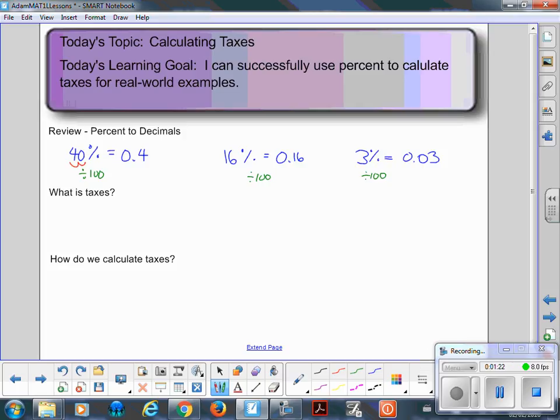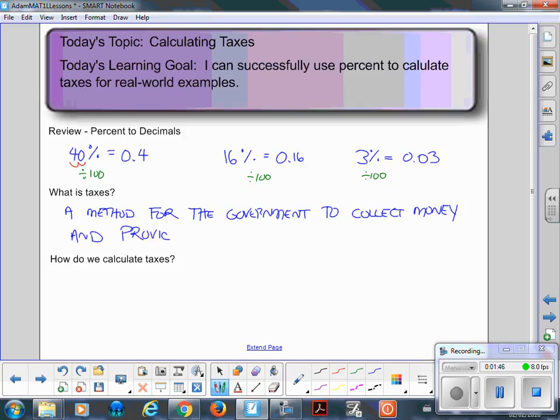So what is tax? It is a method for the government to collect money and provide us with services. So when you purchase most items, you'll be charged tax. That tax is an amount of money that will go to the government, and the government will use that money to fund hospitals, schools, police forces, fix the roads, etc. So it's a method for which they can collect money from us, the public.